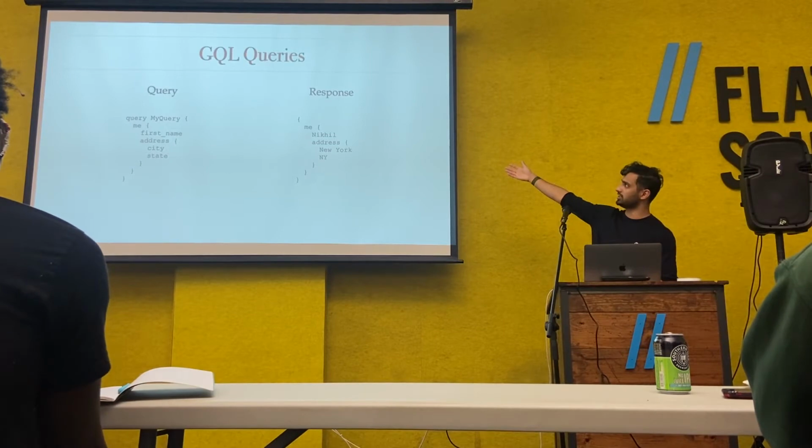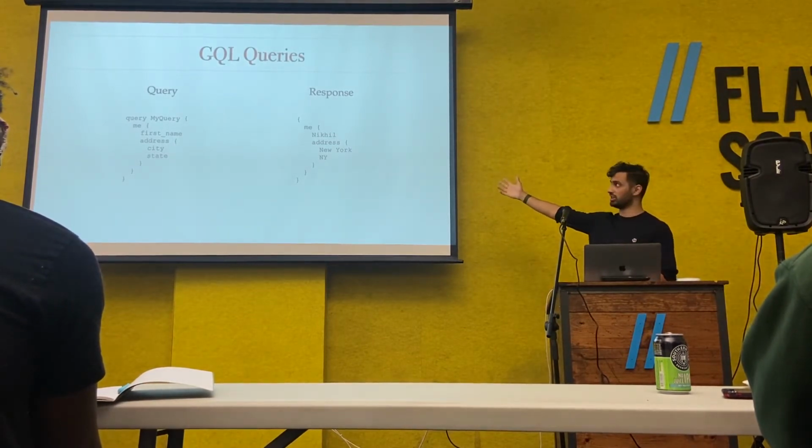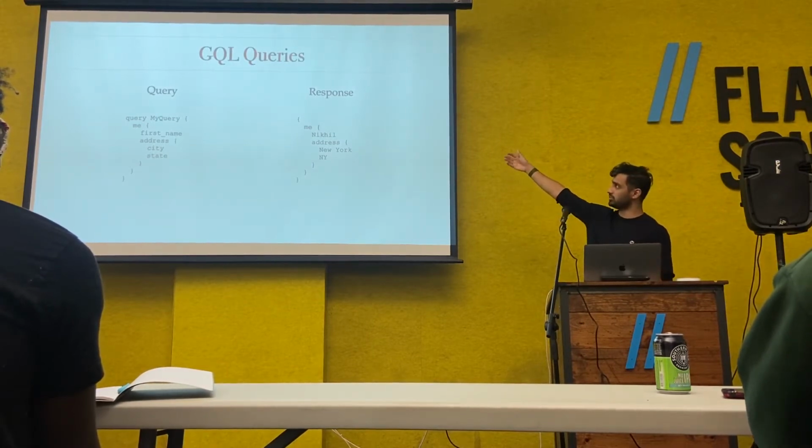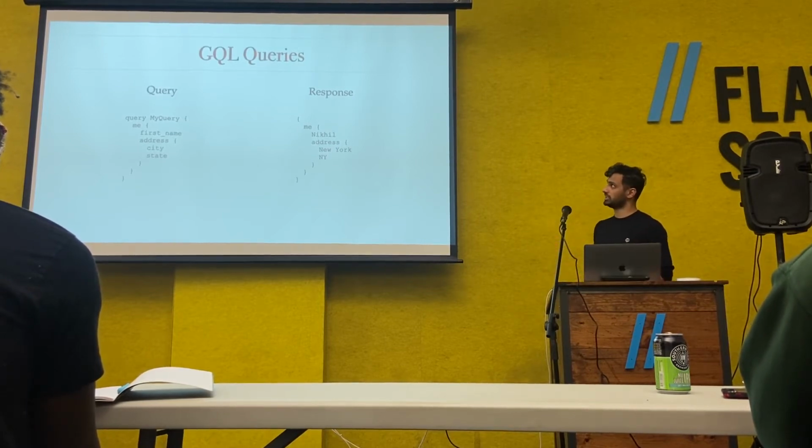Then you can see here on the right, the response mirrors that structure pretty verbatim, and you just fill in the fields that you've asked for. Under the me object, the first name has been resolved to my name, which is Nikhil, the city is New York, which is where I live, and the state is also New York. So pretty simple. I think it's pretty cool. And this is basic GraphQL.